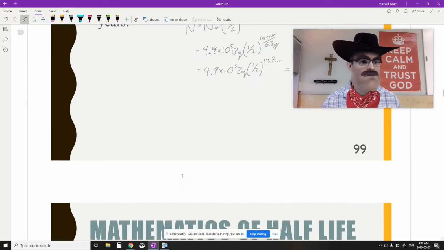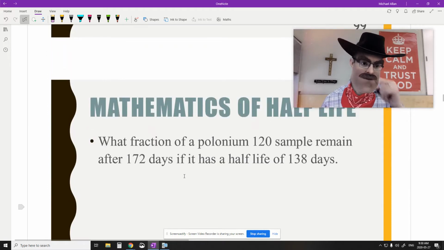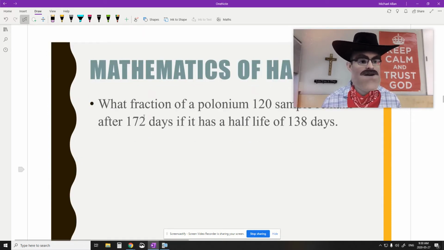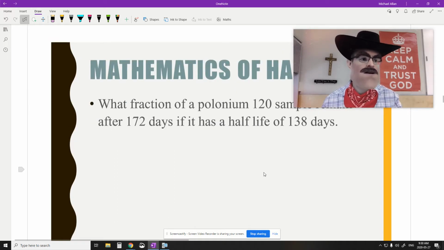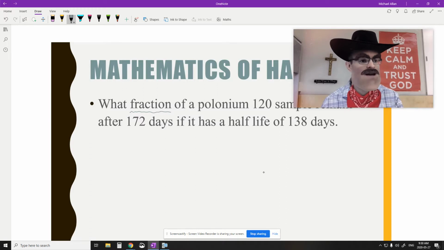Not too bad. What fraction of polonium remains after 172 days if the half-life is 138 days? Now, fraction is a key here. Sometimes they ask you what percentage, what fraction, or what proportion is left over. In this case, we just have to make an assumption about what N naught is. If they say percentage, we say 100%. If they say fraction, we just say 1. Then I can change it into a fraction later, or I just leave my answer as a decimal.